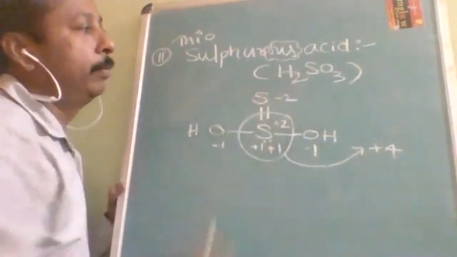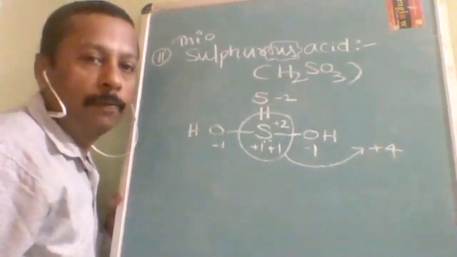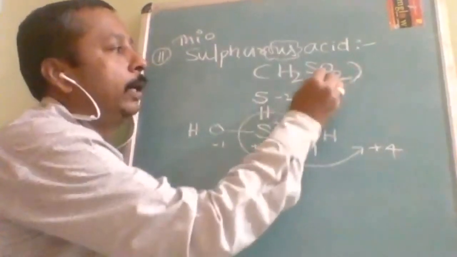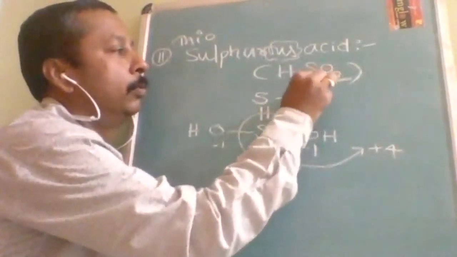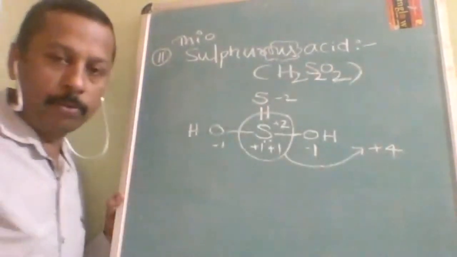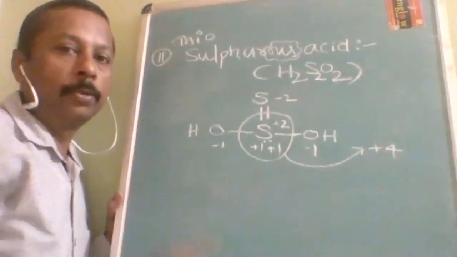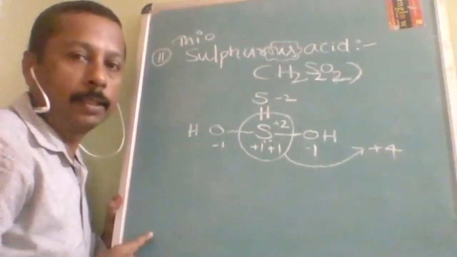So we have to make changes in the molecular formula also. Oxygen is reduced by 1 and sulfur is increased by 1, so H2S2O2. Okay, so this is thiosulfurous acid.